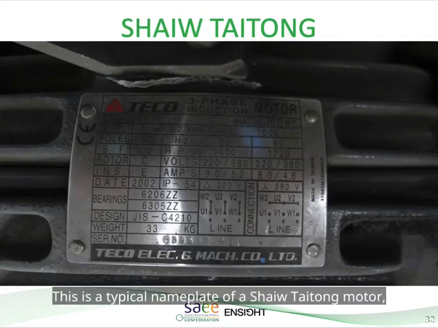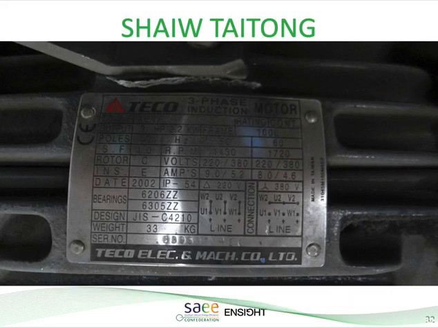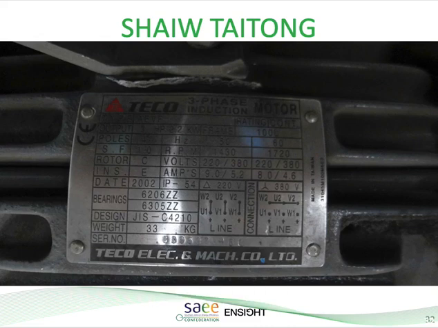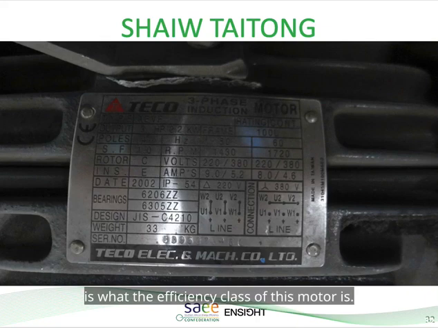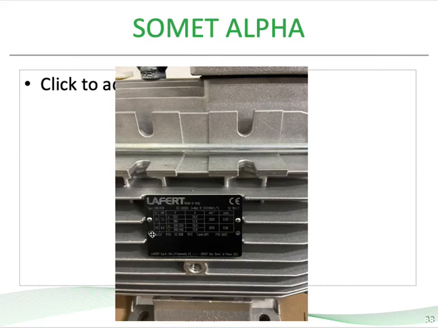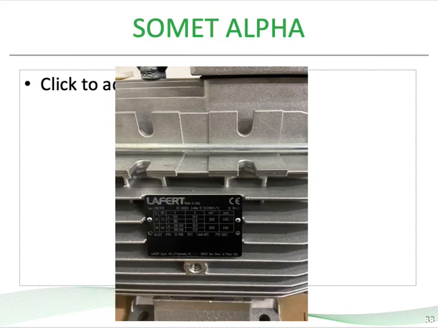This is a typical nameplate of a Taitong motor, equipment motor at Formosa Textiles. We can see the date of the motor, bearings, rotor, the number of poles, but what we cannot determine from this is the efficiency class of this motor. Let's look at a motor on the Summit Alpha machines as well. Again, it's very difficult to determine what efficiency class these motors actually are.